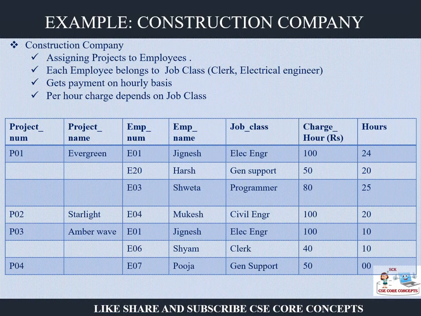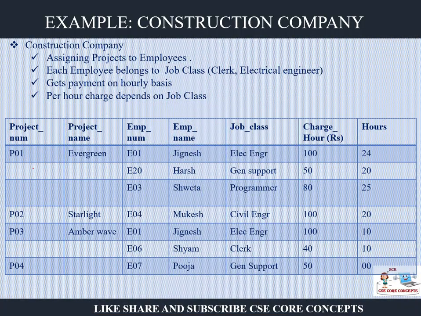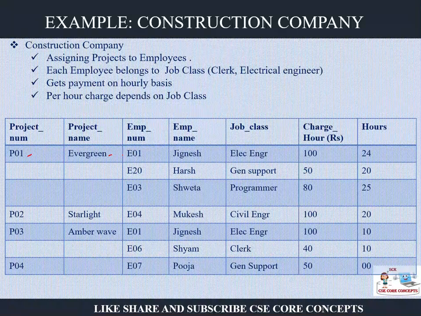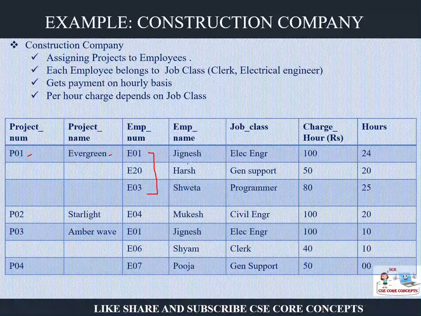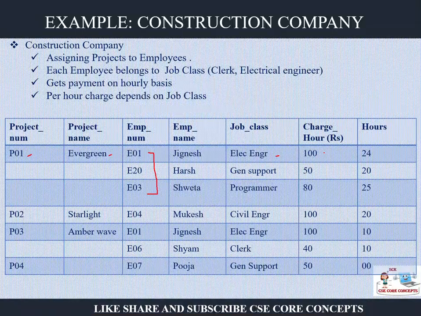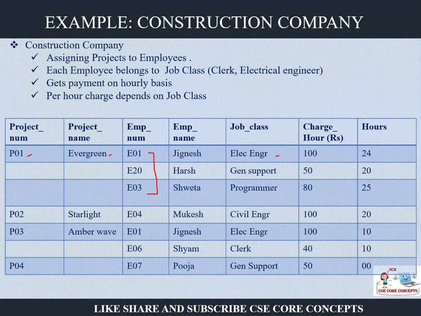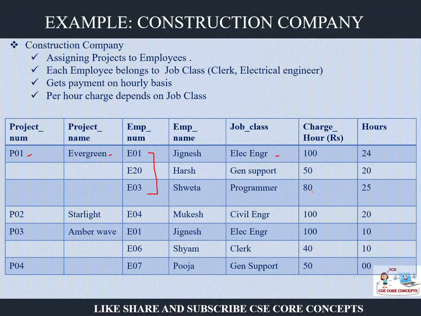Let us try to understand this table first of all. If I am creating the table in this form, you can see the first project is P01. The name of the project is Evergreen. Now there are three employees under this project: E01, E20 and E03. This is their job class, that is, the electrical engineer. He is getting 100 rupees per hour and he has worked up to 24 hours till now. Then comes the general support, whose charge is 50 rupees, and the programmer, who has a charge of 80 rupees per hour.